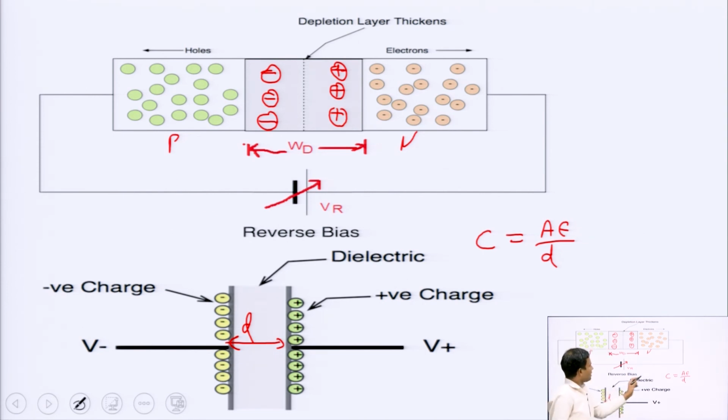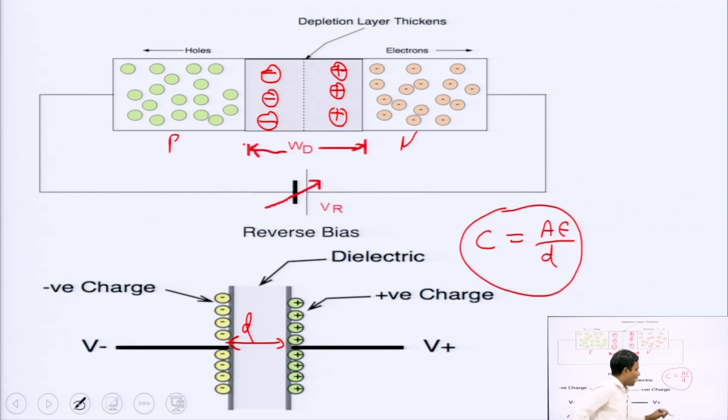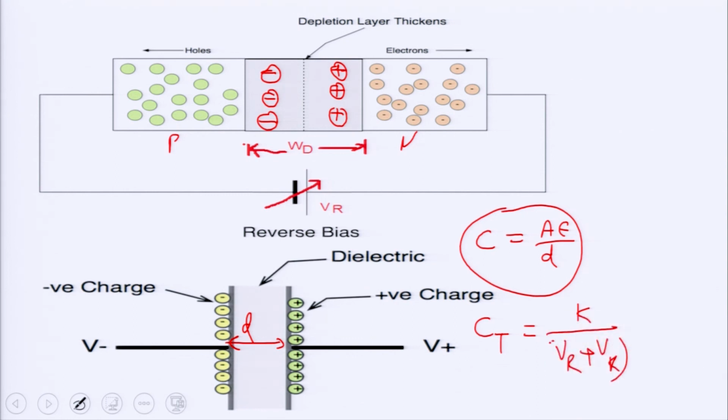For the parallel plate capacitor, this is the capacitance formula, but for the junction, this capacitive behavior is called transition capacitance, and transition capacitance is equal to K upon (Vr plus Vk) whole raised to the power n, where K is the proportionality constant, Vr is the reverse voltage and Vk is the knee voltage.